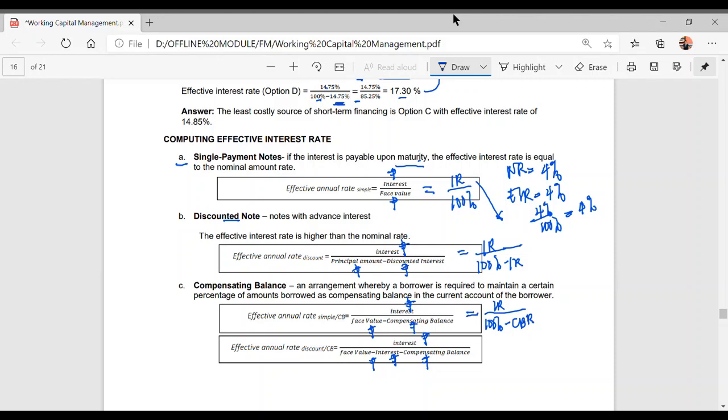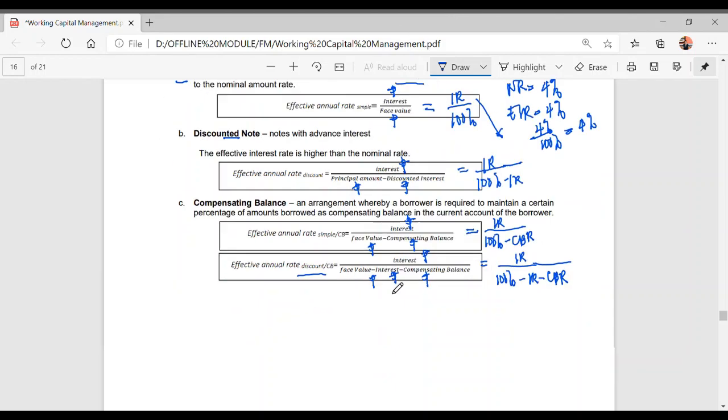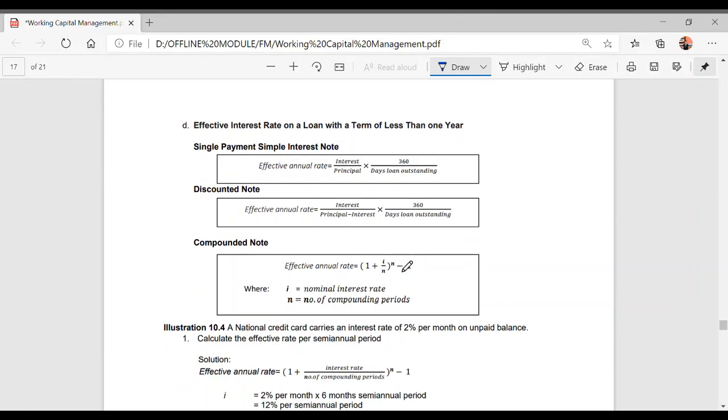And then if this is in terms of discounted, so you have interest rate minus the 100% minus the interest rate and advance or compensating balance rate. So dapat puro po sila mga percentage. Okay, next is what if the term of the loan is less than 1 year?